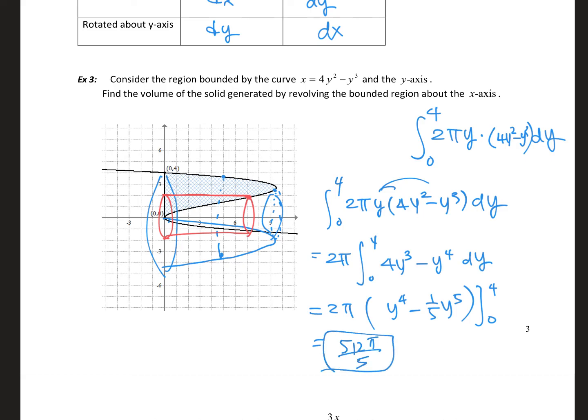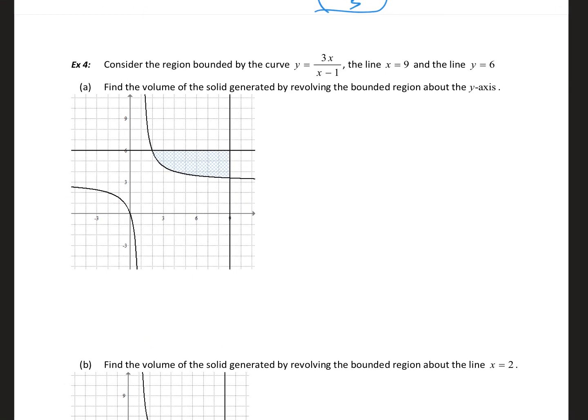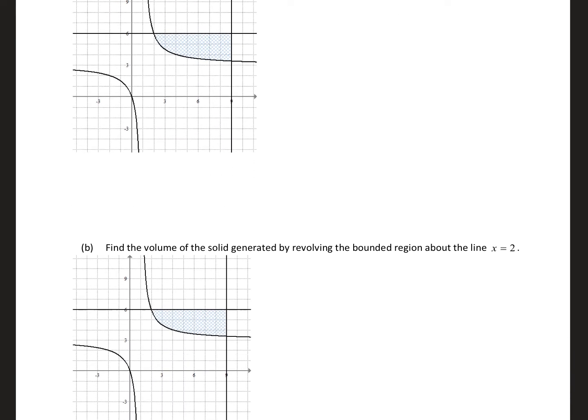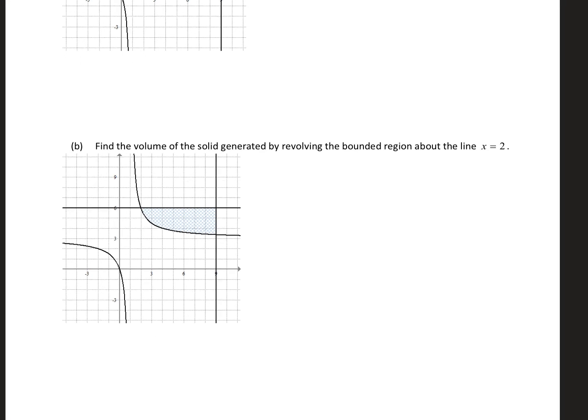All right, let's look at the next question here, example 4. Some of these kinds of questions, it's pretty hard to actually evaluate the integral. So here, we're just going to practice setting up. So I'm going to change the question: set up the integral to find the volume of the solid. You don't have to actually evaluate it. And let's look at part B. I think it's more interesting, or more difficult. Set up the integral to find the volume.